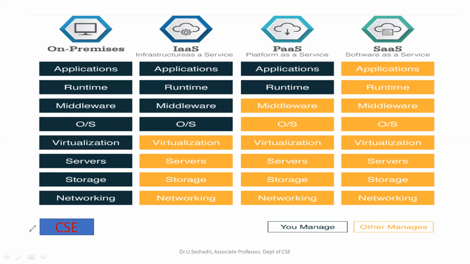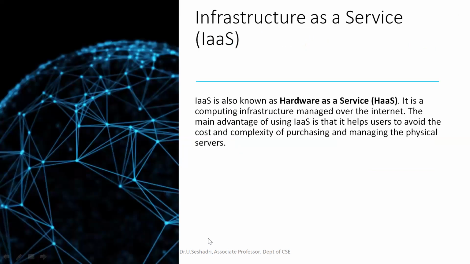I have explained this diagrammatically, comparing on-premises, infrastructure as a service, platform as a service, and software as a service. Now we'll see infrastructure as a service. That is also known as hardware as a service. It is the computing infrastructure managed over the internet connection.